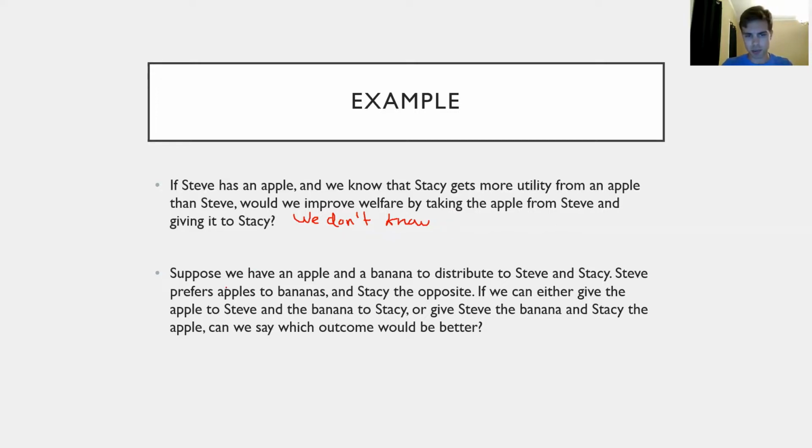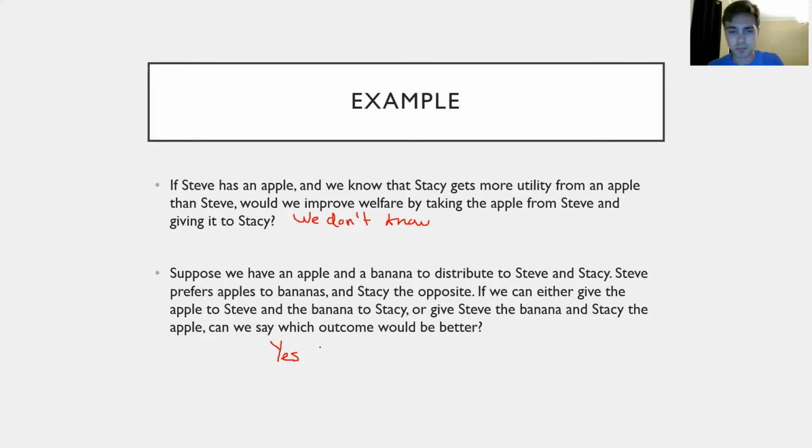Okay, and then a second example here. Suppose we have an apple and a banana to distribute to Steve and Stacy. Steve prefers apples to bananas, and Stacy prefers bananas to apples. Assume that we only have 2 options. We can either give the apple to Steve and the banana to Stacy, or the opposite: we give Steve the banana and Stacy the apple. Either way, we have to give one of these to each of them. Can we determine which outcome would be better? And the answer here is actually yes.